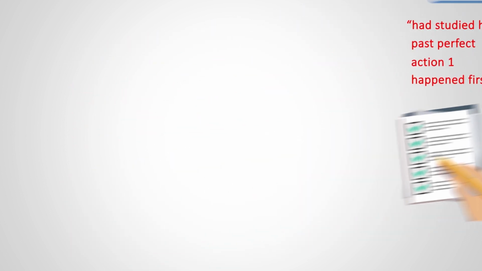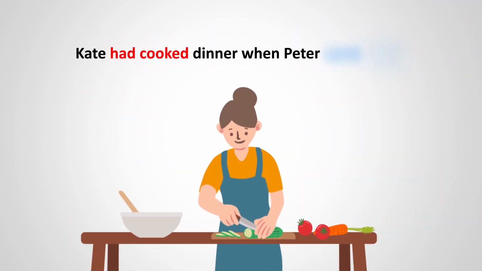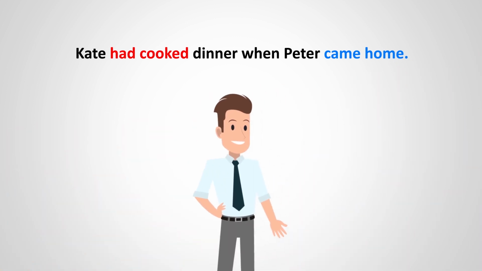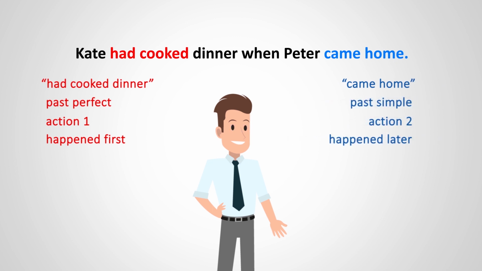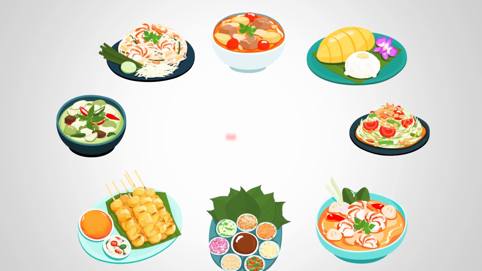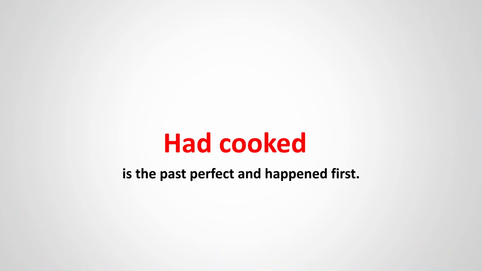Here are some more examples. Kate had cooked dinner when Peter came home. The dinner was cooked before Peter came. We know this because had cooked dinner is the past perfect and happened first.